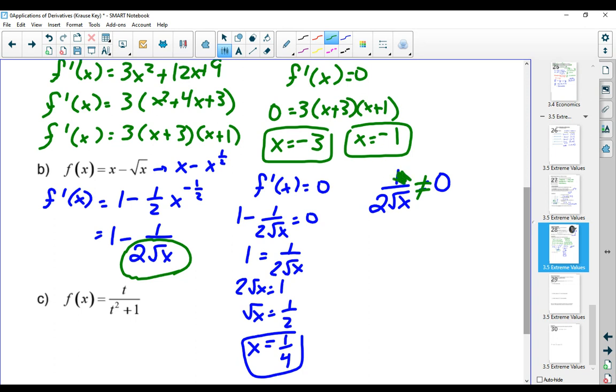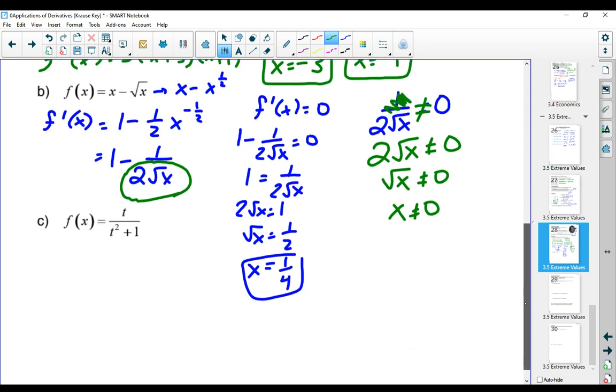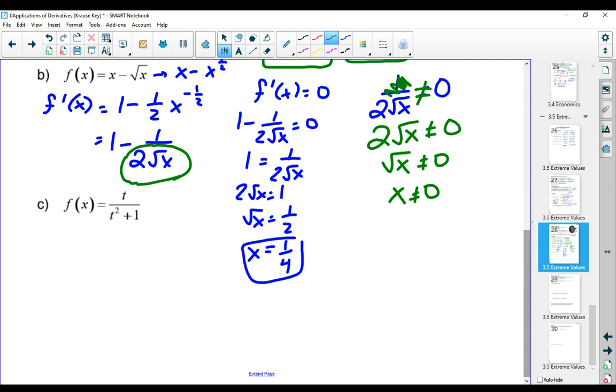Actually, sorry, we don't need to worry about the 1 here. We're just looking at the 2 root x. So 2 root x cannot equal 0. So we divide by 2. Root x cannot be 0. If we square both sides, x cannot be 0. So we're going to have an asymptote at x equals 0. So that would be another critical point.